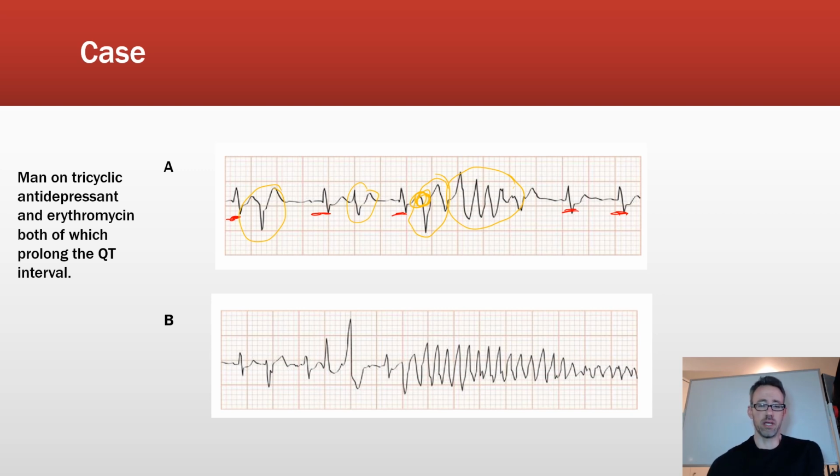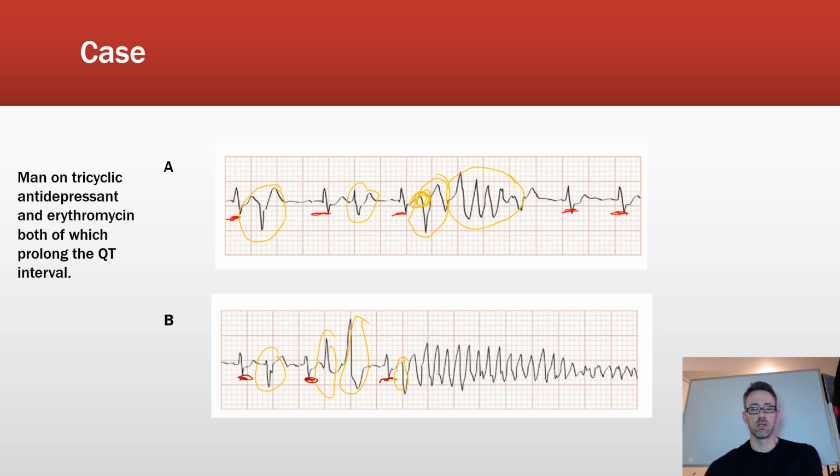But then in B here, again, if we take a look for his normal, let's use the red again. Here's his normal, another one normal for him, and one right here. Here's a PVC, and then here's another PVC. And then here's another one, and then here. So you can see that, first off, these PVCs have different shapes to them. They don't all look the same. So this is multiform. It seems like it's happening frequently. These are all malignant signs.